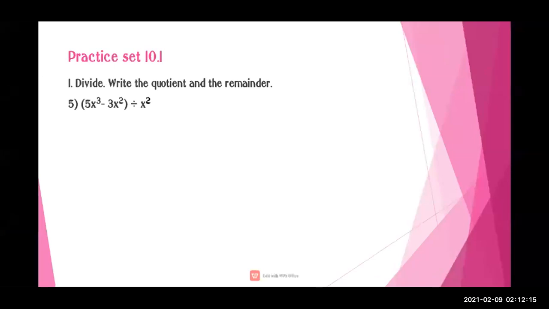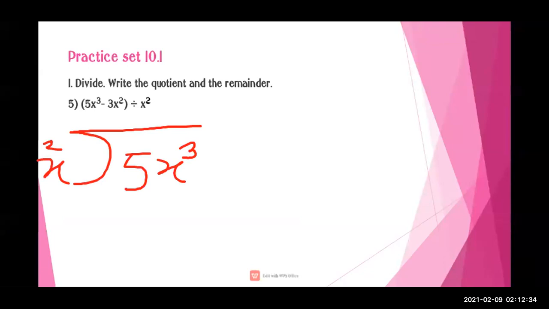The next is question number 5th: 5x cube minus 3x square divided by x square. Same you are going to do. Here will be x square, then 5x cube minus 3x square. See, the first sum you have done was division by a monomial only. Now here division is done by a binomial because two terms are there. So you are going to divide by those two terms.